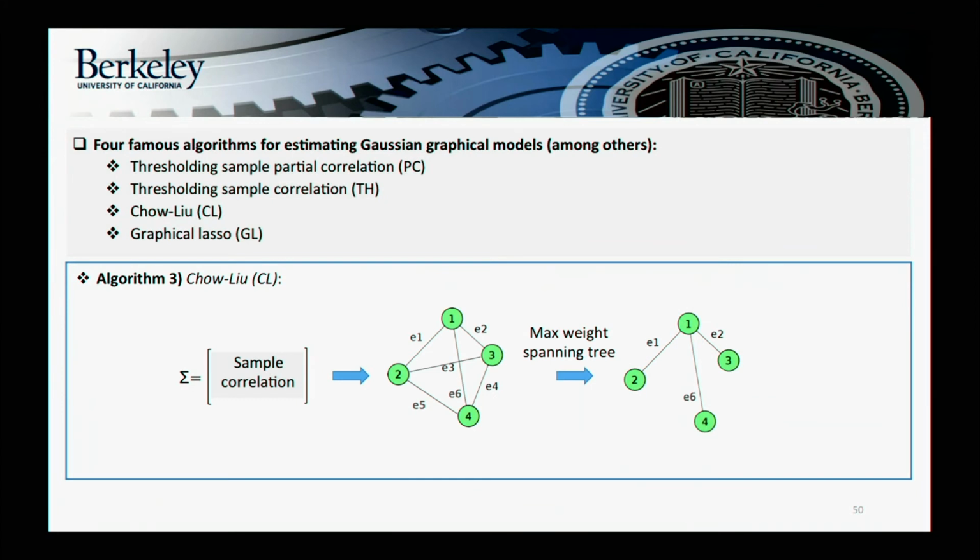The third technique is known as Chow-Liu. This is a maximum weight spanning tree algorithm. If you form the sample correlation matrix from data and map it to a weighted graph, then using Chow-Liu, you can find the maximum weight spanning tree of the graph. As you can see, Chow-Liu is only able to find a spanning tree of the network. So if you have cycles in the graph or you don't have a connected graph, then Chow-Liu is not able to identify those edges.